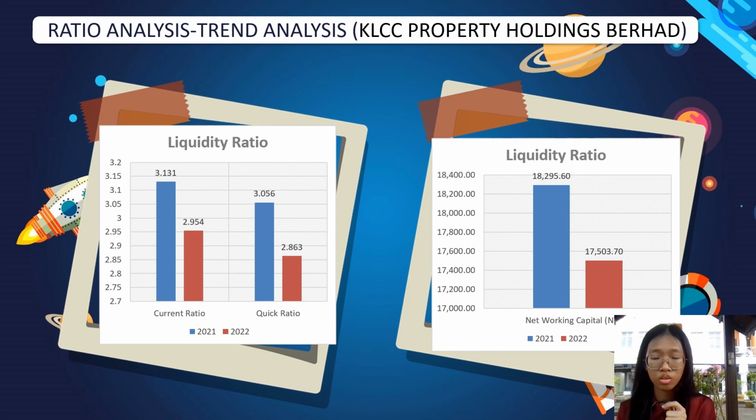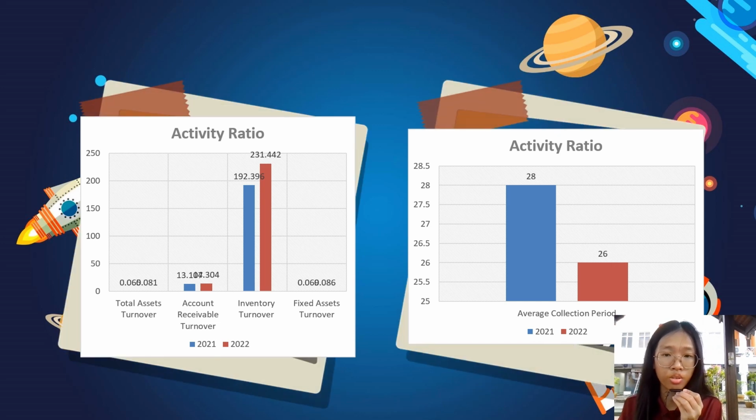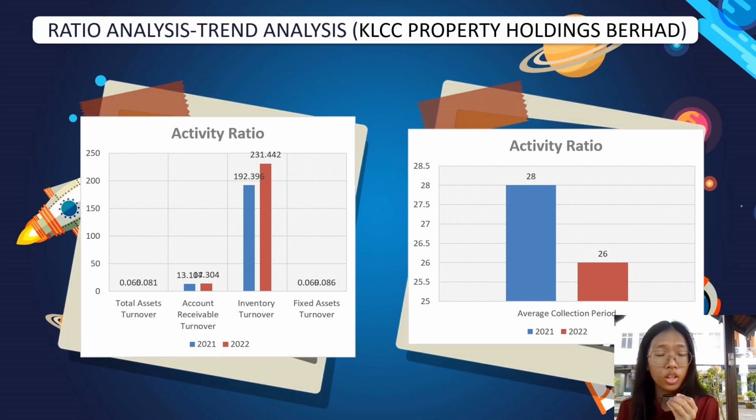So that was good. We continue with the activity ratios of KLCC Property Holdings Berhad. As we can see, the activity ratios in year 2022 were higher than year 2021. First, the total asset turnover shows the ability to generate revenue in year 2022, which is 0.081. Next, the account receivable turnover shows the ability to recover the account receivable to generate sales in year 2022, which is 14.304.